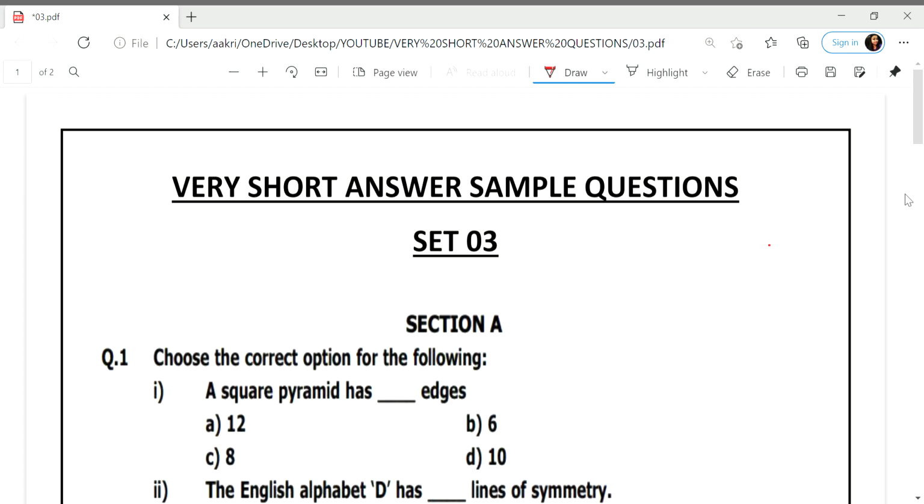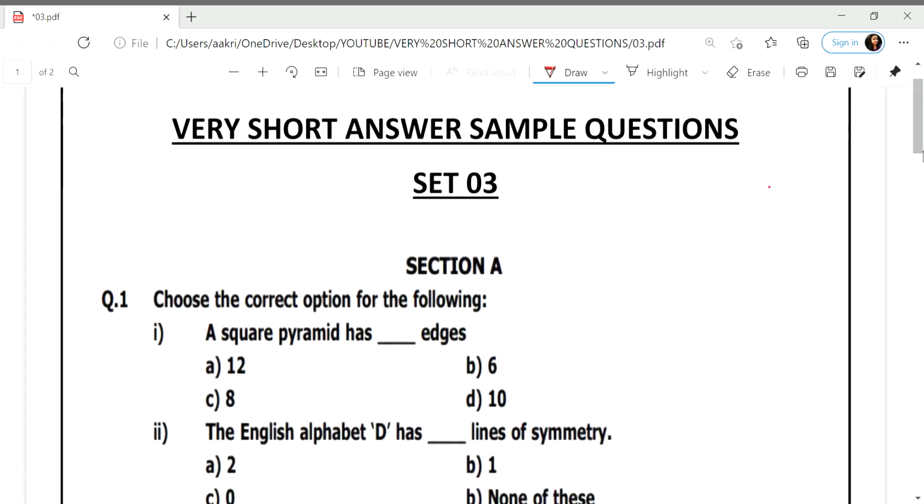In this video, I am solving the third set of very short answer type sample questions which are important from your examination point of view. The children who are preparing for their final exams may benefit a lot.